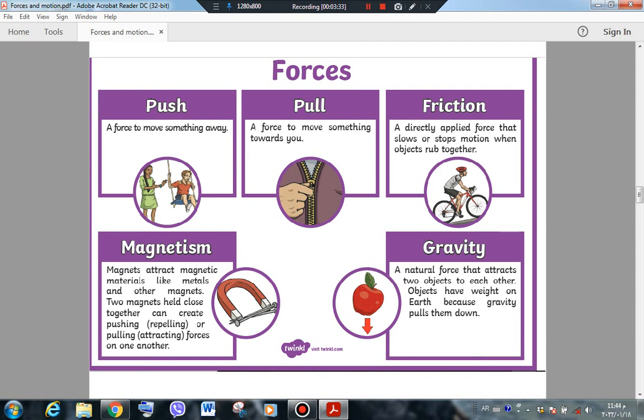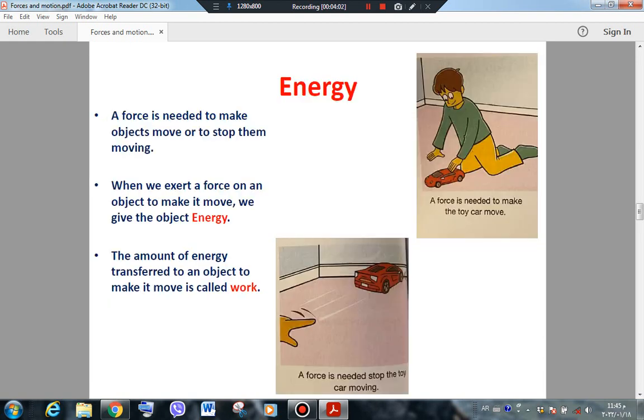Okay, so just as a reminder, we have push, pull, friction, magnetism, and gravity as the forces. We will be studying friction. We talked about gravity somehow. We also know what magnetism is and how it works. We studied that in the previous lessons. So push and pull were both explained in the previous lesson as well, and we're going to pay attention to them further during this lesson.